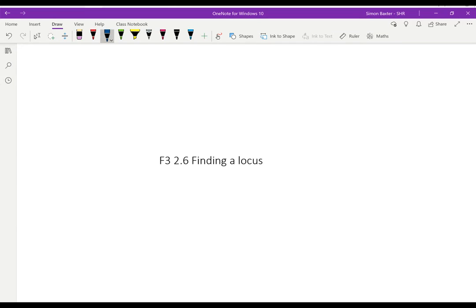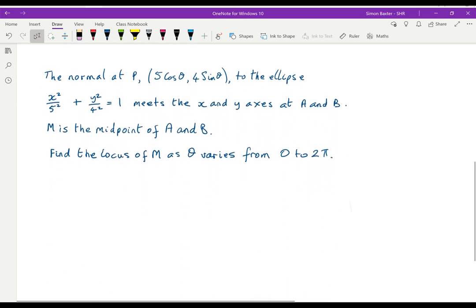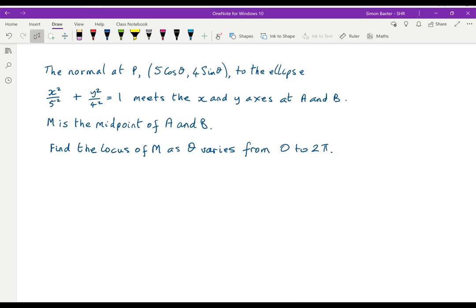Here, we're going to investigate finding a locus. In this example, I have a point P, 5 cos theta, 4 sine theta on the ellipse x squared over 5 squared plus y squared over 4 squared is 1. And it meets the x and y axes at A and B. M is the midpoint of A and B. And we're asked to find the locus of M as theta varies from 0 to 2 pi.